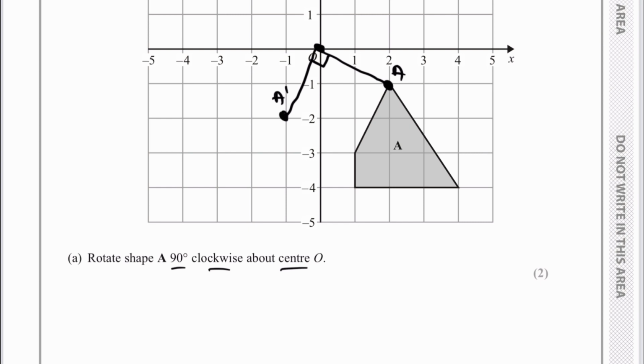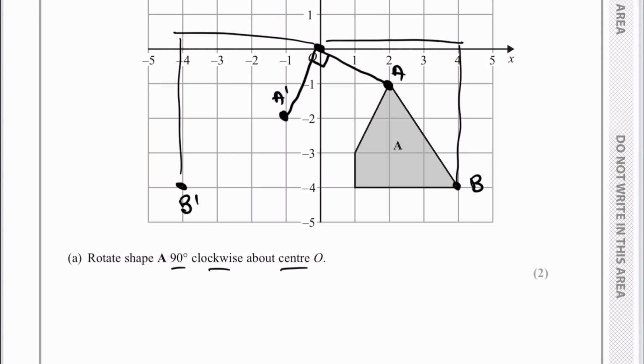And actually I can do the same with all the other points, because if I look at this point here, then it's actually going to be 4 along and 4 down. So therefore I'm going to go 4 along and 4 down again, and it's going to come out at this particular point here. So this is B and this is B prime.